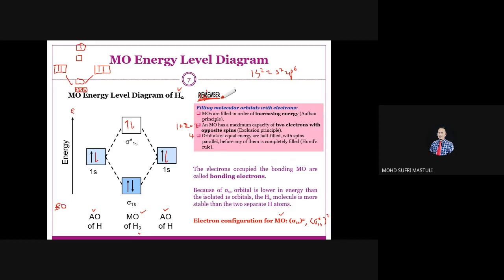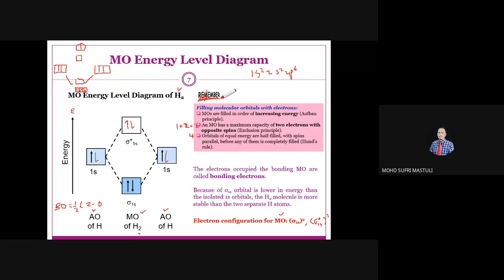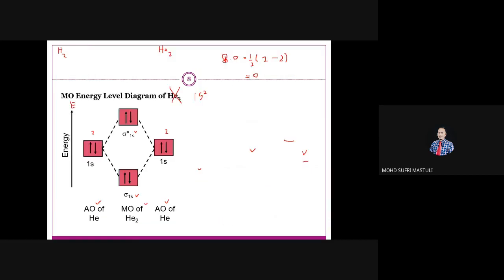Kita nak tengok sama ada hydrogen ni boleh dapat ke tak in the lab. So bond order is half. Bonding electron is 2. Non-bonding supposedly is 0. So bond order is equivalent to 1. So hydrogen H2 is possible to be formed because the bond order is 1.